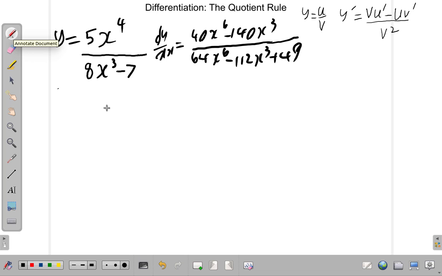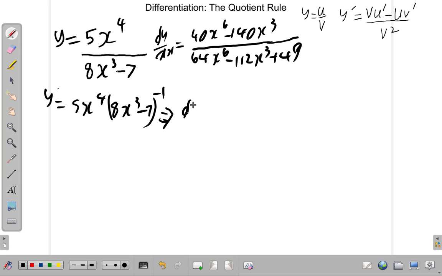Let's see something here. Suppose we write this as y equals 5x to the fourth times (8x cubed minus 7) to the power of negative 1. We used the quotient rule and got this. Suppose we use the product rule in this form. This would imply that dy by dx equals, let's hold 5x to the fourth as it is, 5x to the fourth times the derivative of (8x cubed minus 7) to the negative 1. We're going to have to use the chain rule.